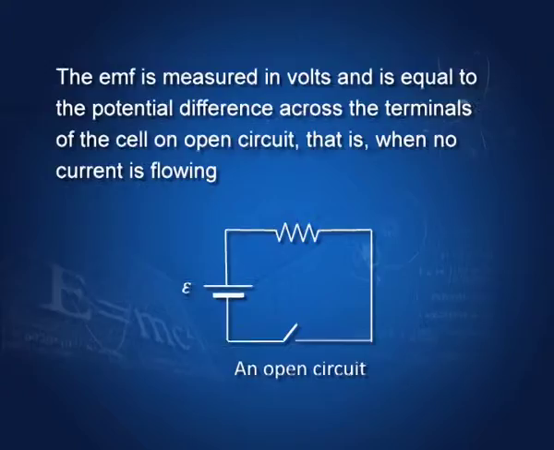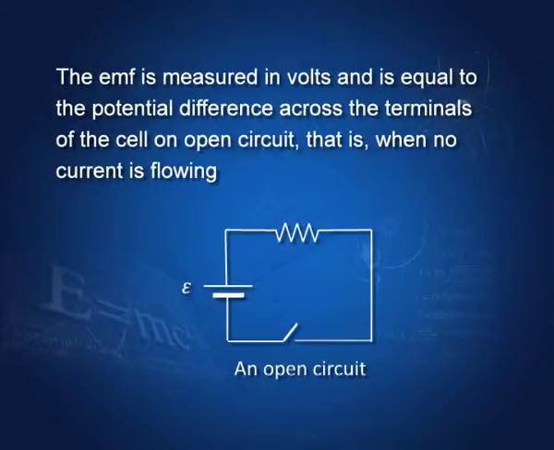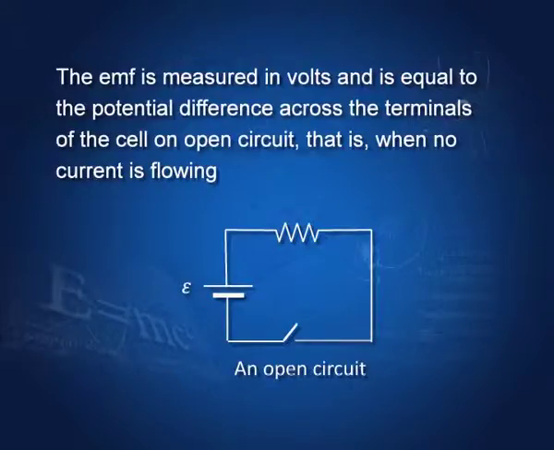The EMF is measured in volts and is equal to the potential difference across the terminals of the cell on open circuit, that is, there is no current flowing through the circuit, the key is open when no current is flowing. If at that time we take the potential difference across the 2 terminals of the battery, then it is an open circuit and it is equal to the EMF. When the circuit is closed, then the current starts flowing.